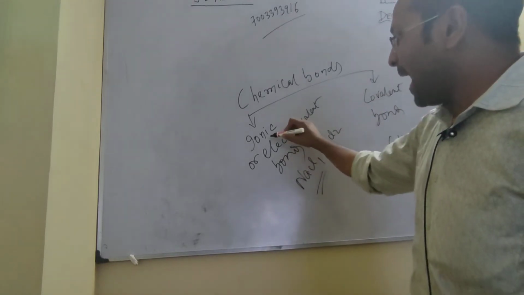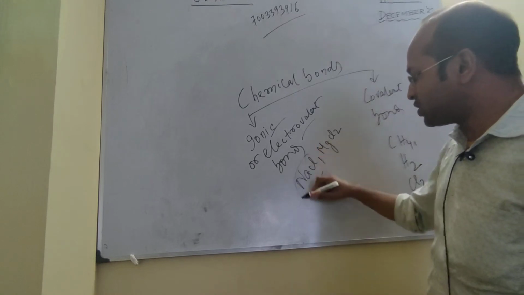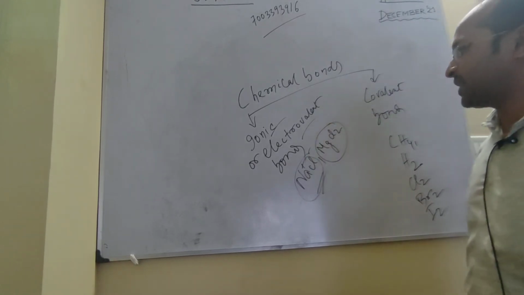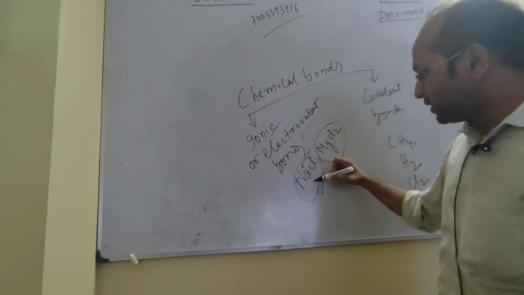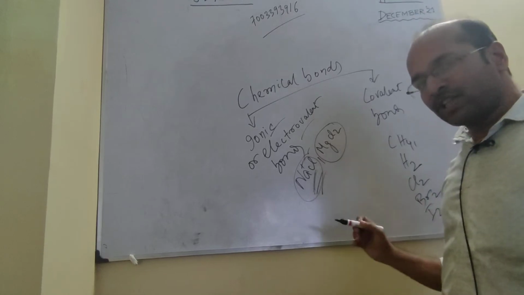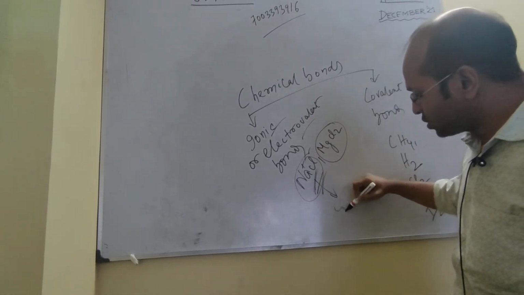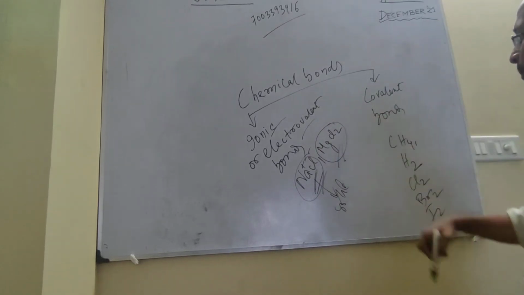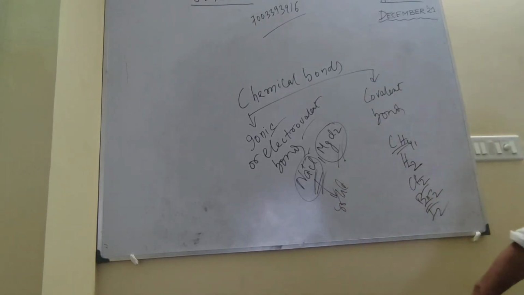Now in the case of an ionic or electrovalent bond, what happens? The bonding is very strong because sodium has a positive charge, chlorine has a negative charge, and since opposite charges attract each other, the bonding will be very strong, and the compound exists in solid state. The force of attraction is very high in this case. In the covalent case, the bonding is very weak.